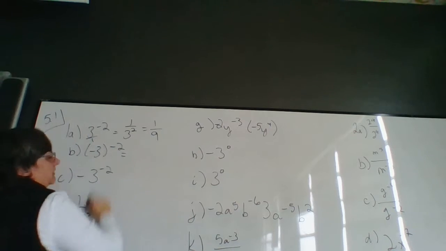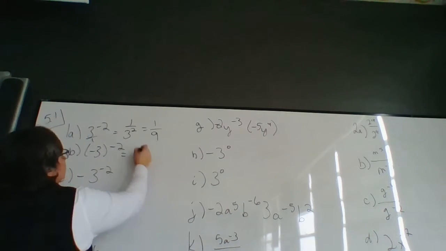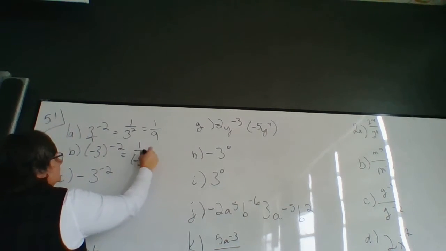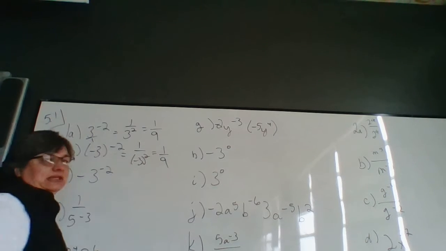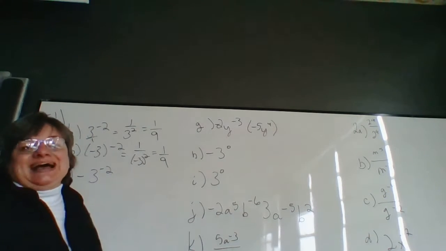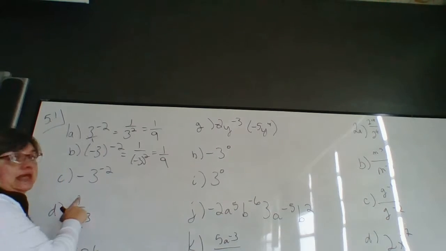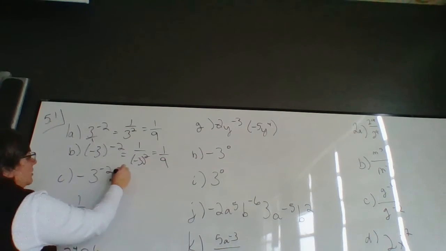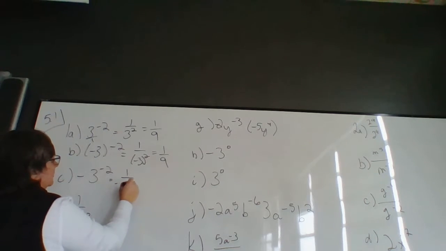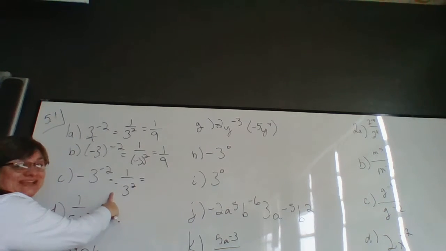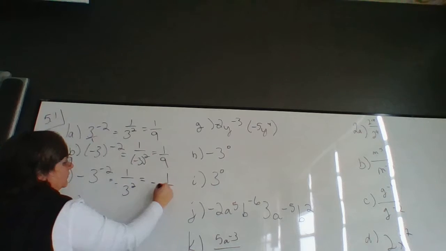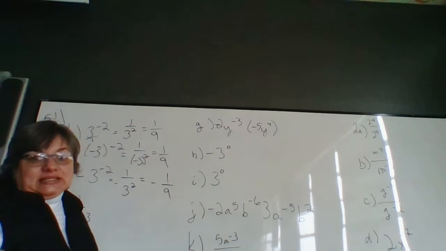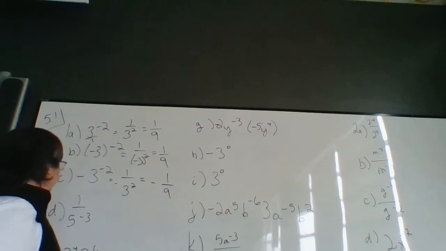Next one, negative exponent, flip it. Again, -3 times -3 is 9, 1 over 9. Next one's different. Notice the parentheses. Negative's out here by itself. Stays negative. -1/9. Please be careful about that.